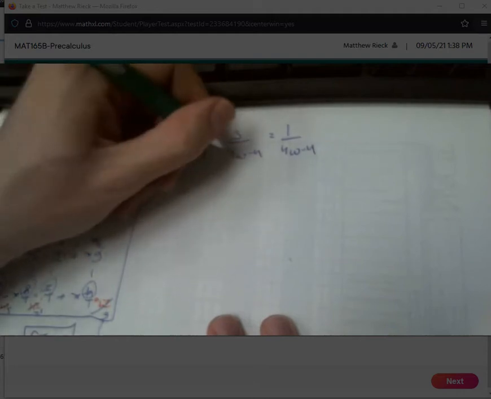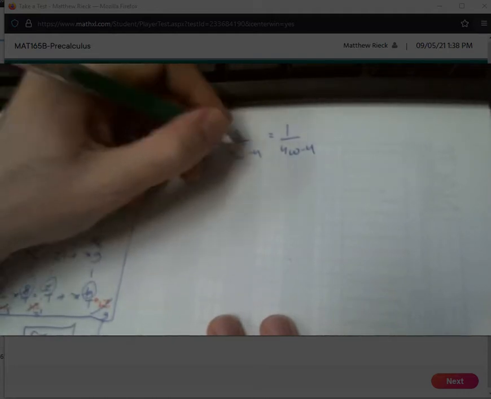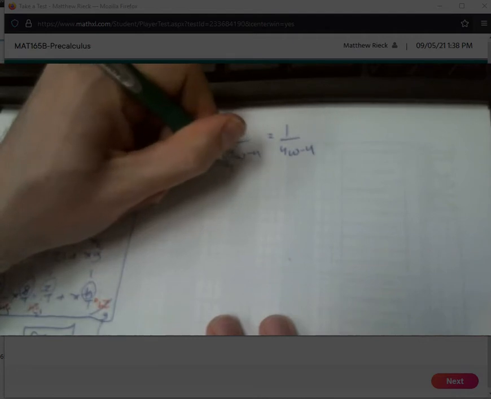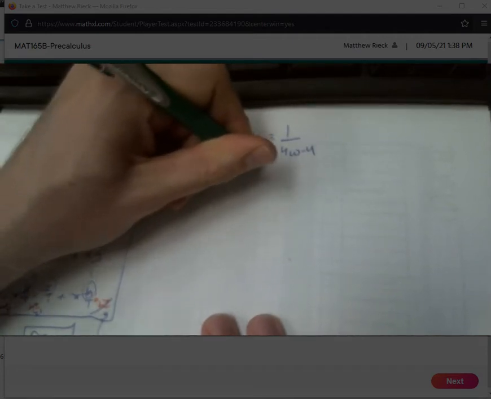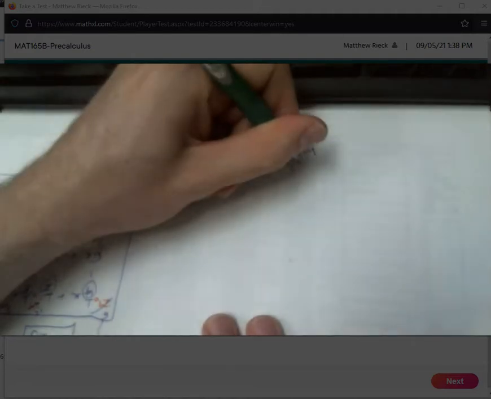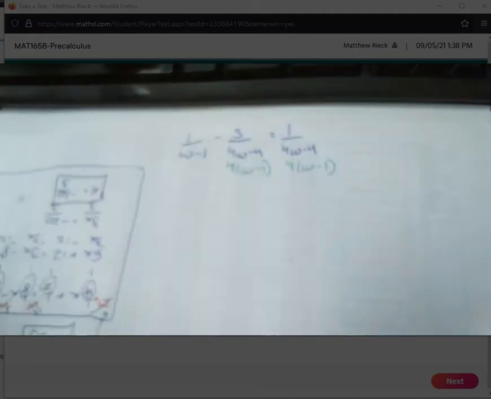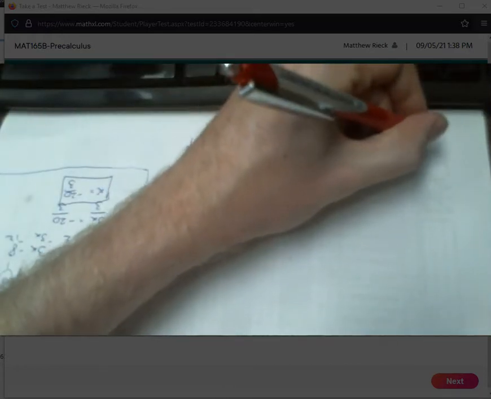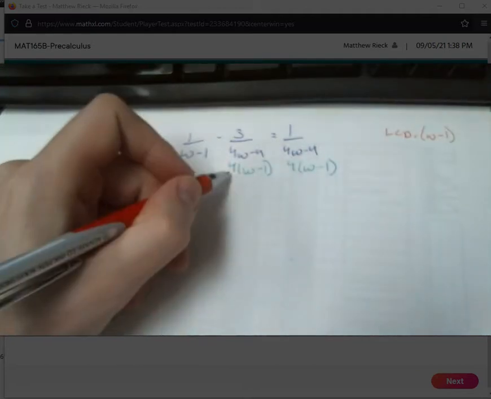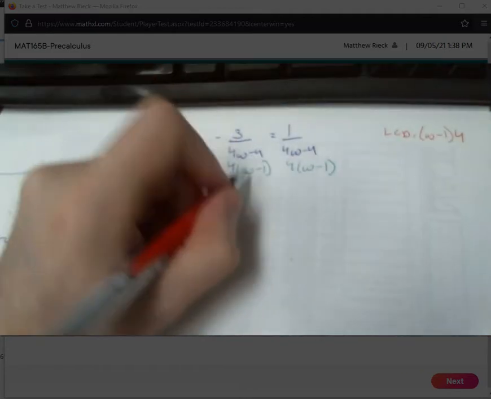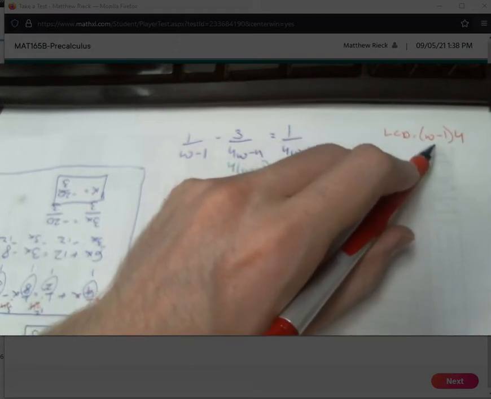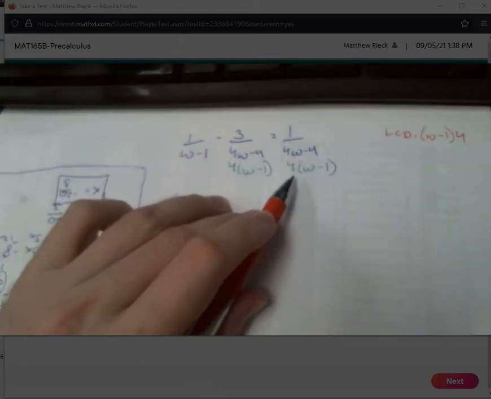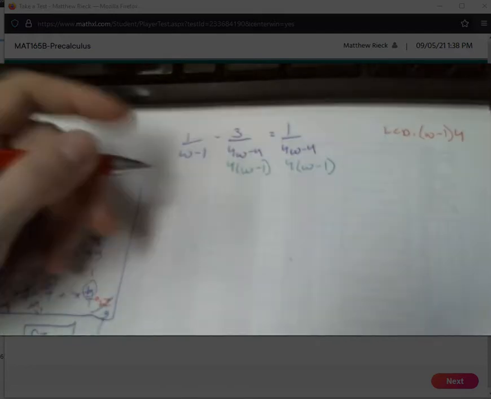So we're going to factor each of my denominators. This one's already factored. I can factor this one as 4 times w minus 1. Similarly, on the right-hand side, that's also 4 times w minus 1. Then your least common denominator is just the product of each of your unique factors. So we have w minus 1, and then we have 4. Here we have w minus 1 again, but we've already included that, so we don't need to include it twice. Same with the next one.